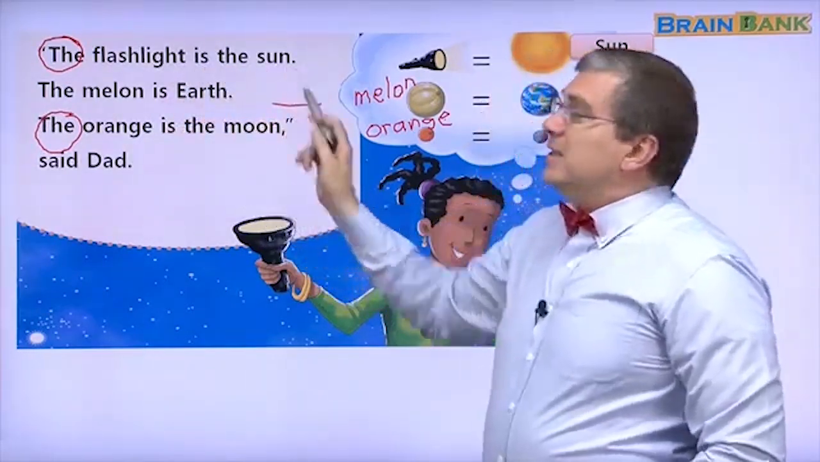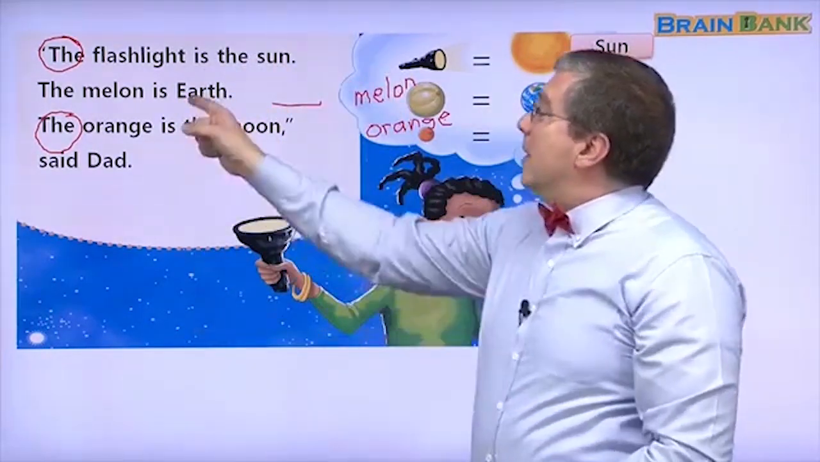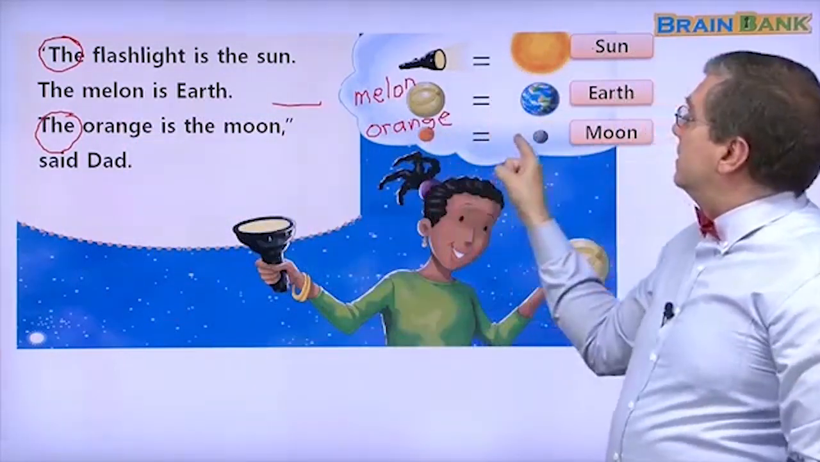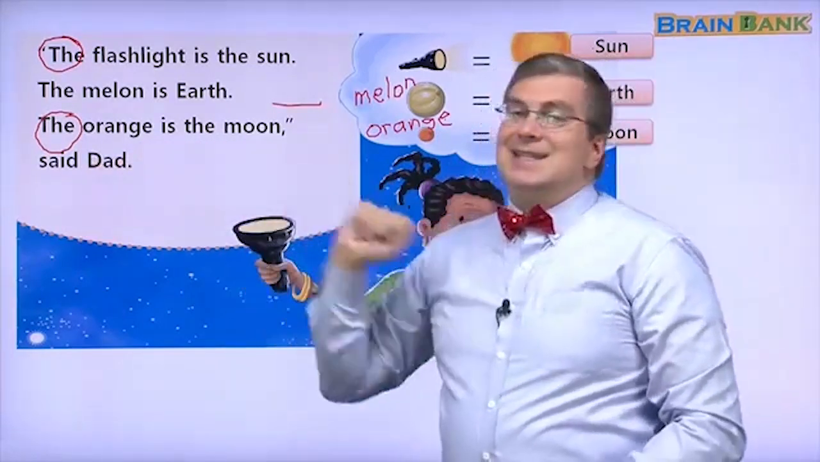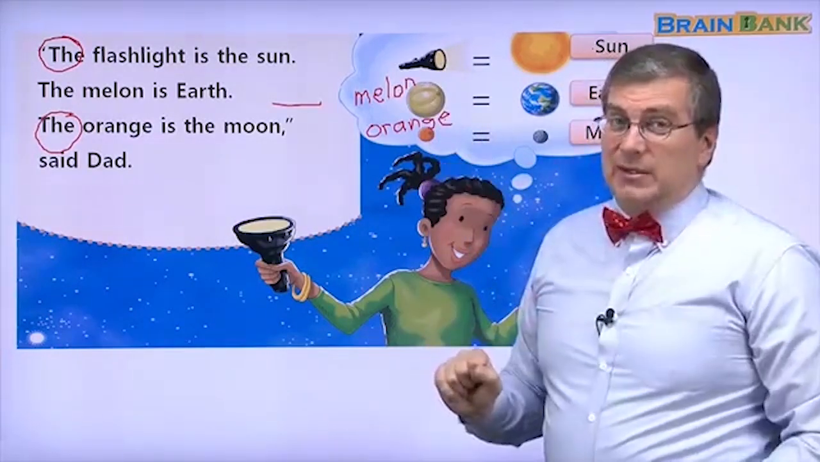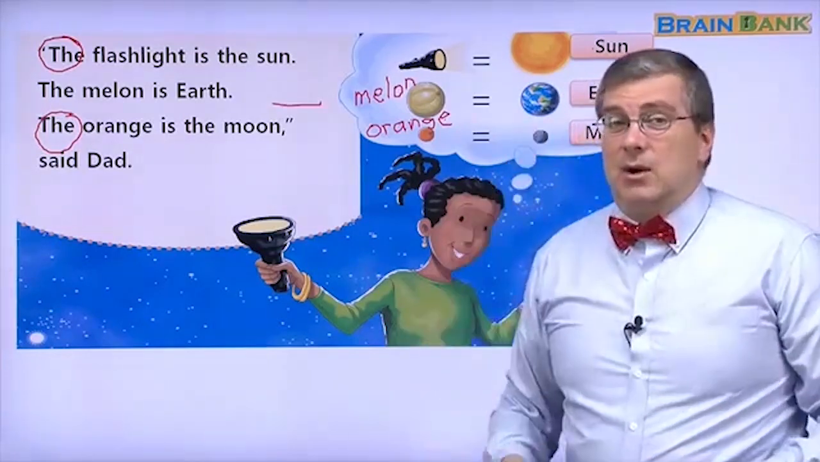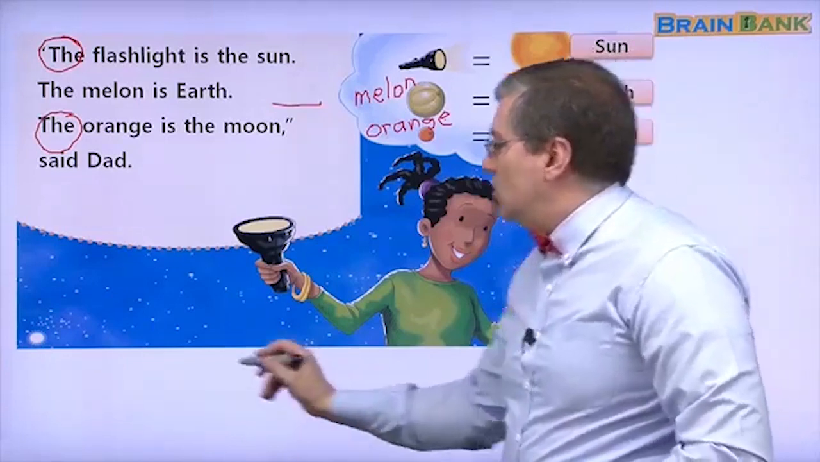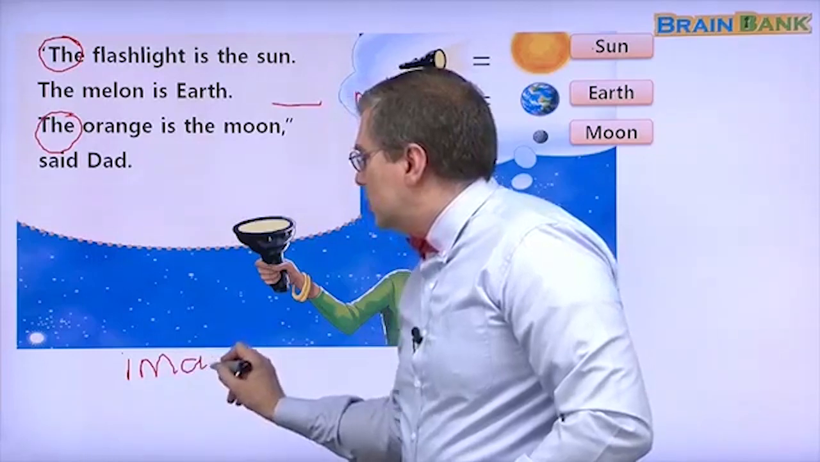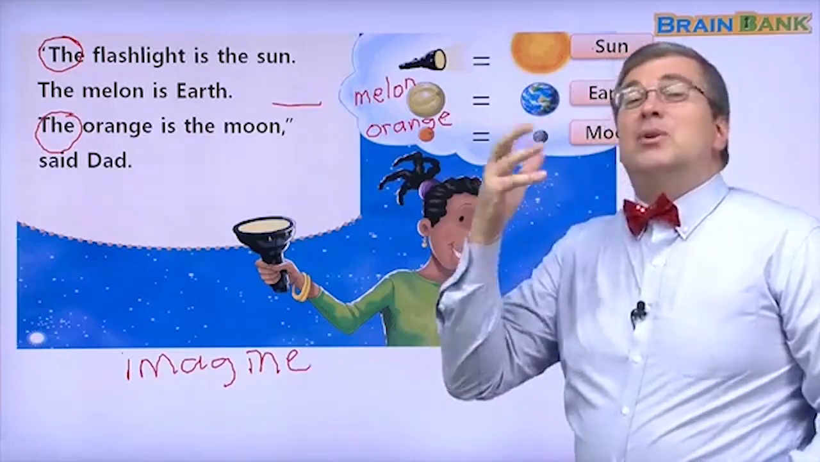The flashlight is the sun, right? Il, right? The flashlight is the sun. The melon is the earth. The orange is the moon, said Dad. So Dad says, what are these things? Of course, not real. 진짜 아니요. 그냥 생각해요. Imagine, or pretend. Imagine. Imagine 생각만요. Just think, pretend.